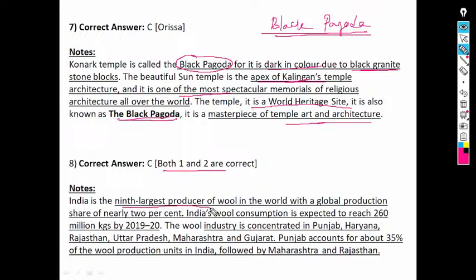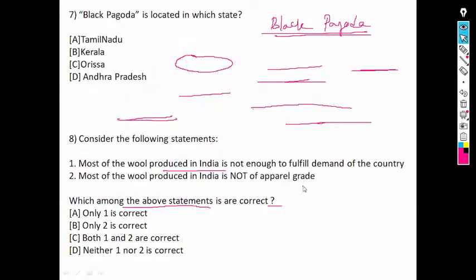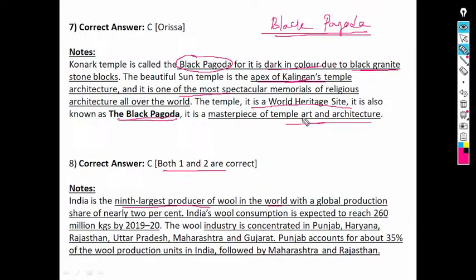Next, India is the 9th largest producer of wool. Wool produced in India is not enough to fulfill the demand of the country, and most of it is not apparel grade. India is the 9th largest producer of wool in the world, with a global production share of nearly 2%.